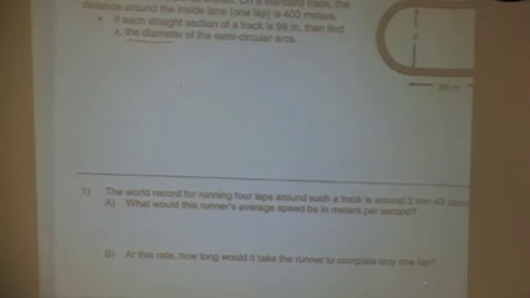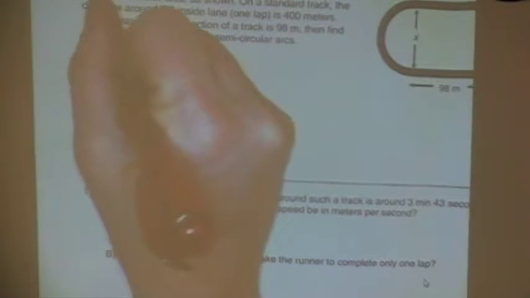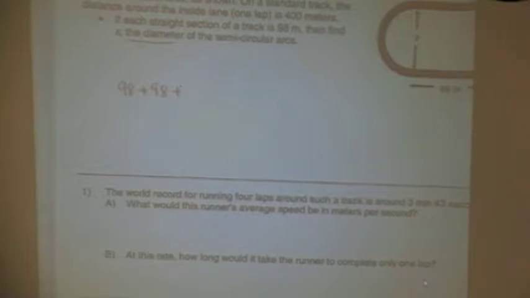If I were to take this piece of paper and fold it like this, those 2 semicircular arcs would make a circle, right? So we need the distance around the circle. What formula gives you that? Circumference, which is either pi d or 2 pi r. In this case we're looking for diameter, so we'll use pi d. So we do 98 plus 98 plus, for the whole circle, pi d, and it should equal 400 meters.